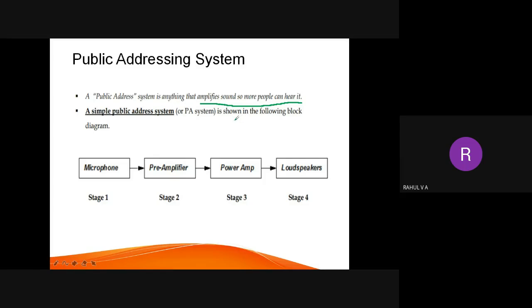So as I said, if you want to communicate with 2 or 3 people, it is very easy for you. You can go near to them and speak to them. But when you want to address more than 50 people, your sound won't be enough to make them audible. So during those times, you can use a public addressing system. That means a mic, amplifier, and a speaker, so that your voice will be amplified so that many people can hear. So a public addressing system is anything that amplifies sound so more people can hear it. A simple public addressing system is shown in the following block diagram.